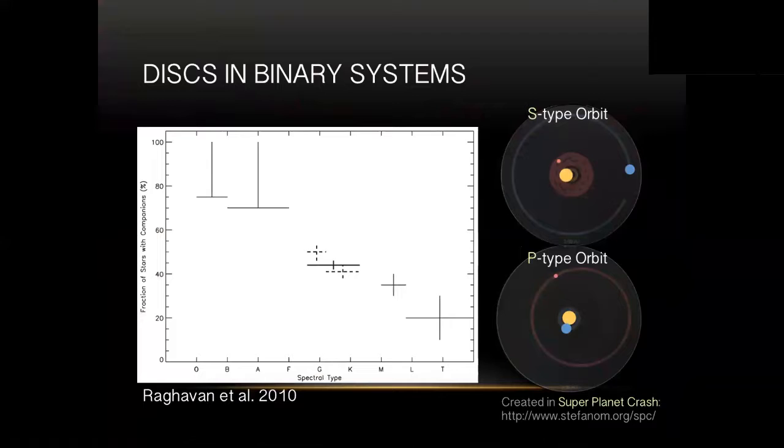We have also found planets in binaries, which is further reason why we should think about them. We have found planets in S-type orbits, so if you have a wider binary, with one star and two stars, the planet can go around one star in the binary. And we've also found them in P-type orbits, also known as circumbinary orbits, where if you have a tight binary, you can have planets go around both of them. By the way, I made these plots in Super Planet Crash, so it's not a waste of time making stable planetary orbits.